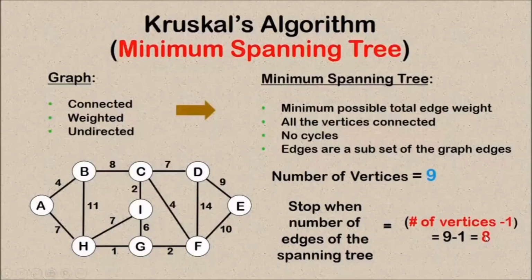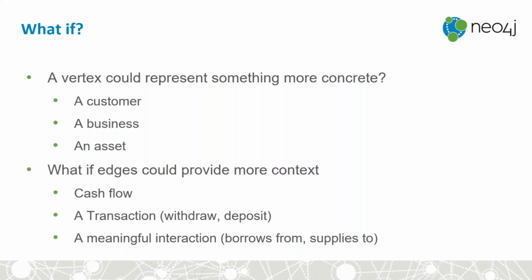So there must be something besides just a graph that requires a graph database and can start to unlock all of this information that's been hidden and has not allowed us to answer certain questions. Well, let's think about it. What if a vertex, this thing where two lines meet, could represent something more concrete? If we could provide richer context? What if that was a customer? What if it was a business, an asset, a fund, a trade?